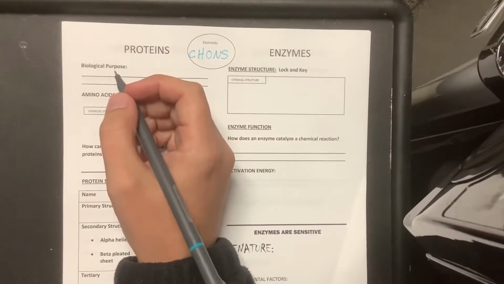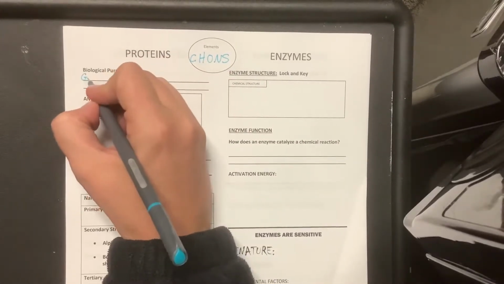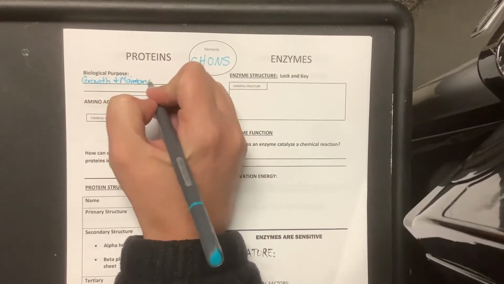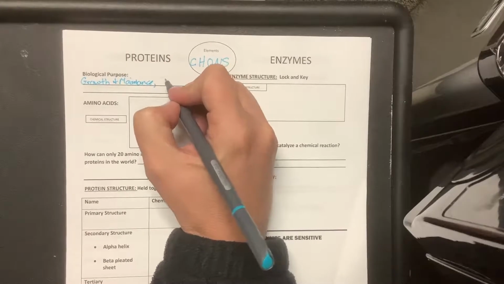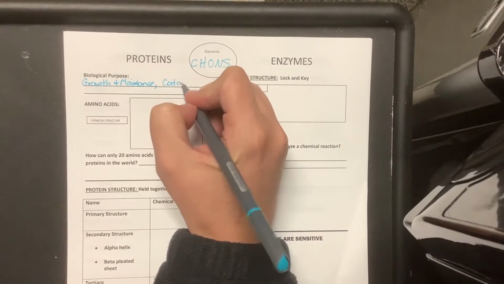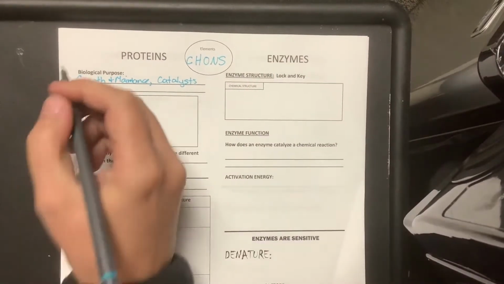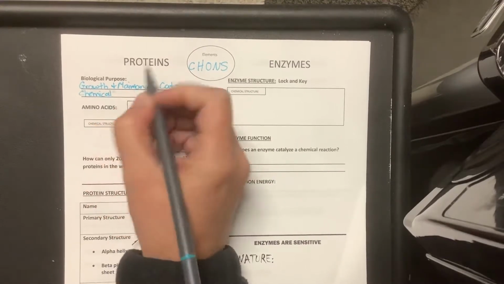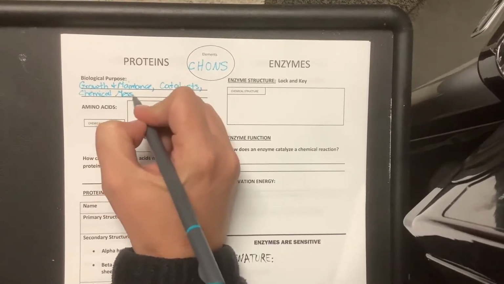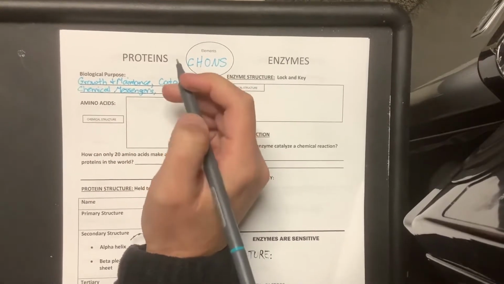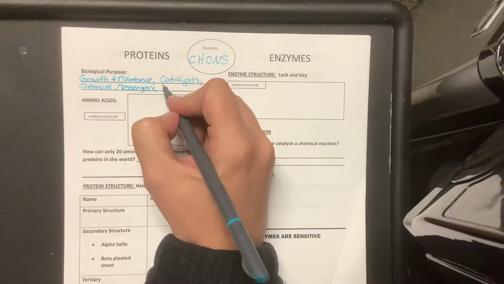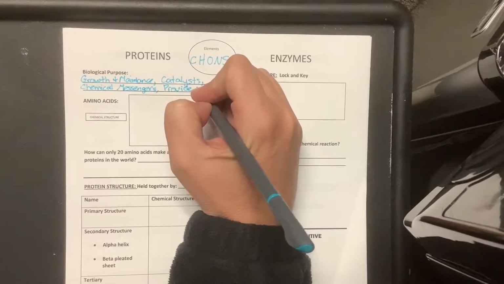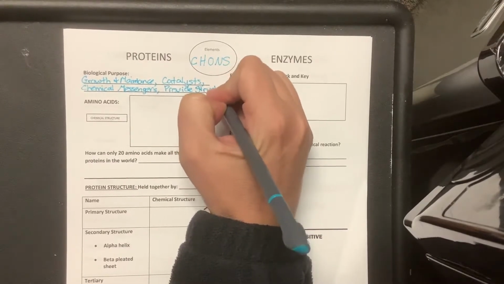So what is the biological purpose of proteins? Really, there's a lot of things. They help with growth and maintenance. They're catalysts for biological reactions. We're going to look at that on this whole side of our paper. They're chemical messengers, so hormones and neurotransmitters. They're how your neurons talk to each other. They're how your cells can talk to another cell far, far away. And they provide structure. Think about your skin is made out of a lot of proteins. Your muscles are obviously proteins, stuff like that.